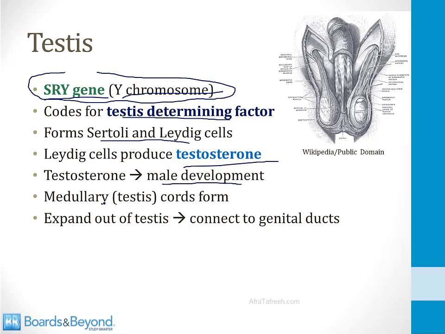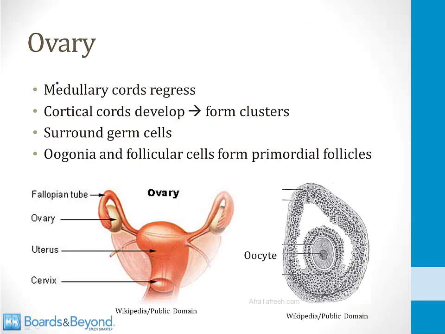There are structures called medullary or testis cords which will begin to form once testosterone is present, and they will expand out of the testis and connect to the genital ducts, which we'll talk about later. So the key point here is that you must have the SRY gene on the Y chromosome to form testes. If you do not have this gene, then ovaries will form. And that's what happens in the female.